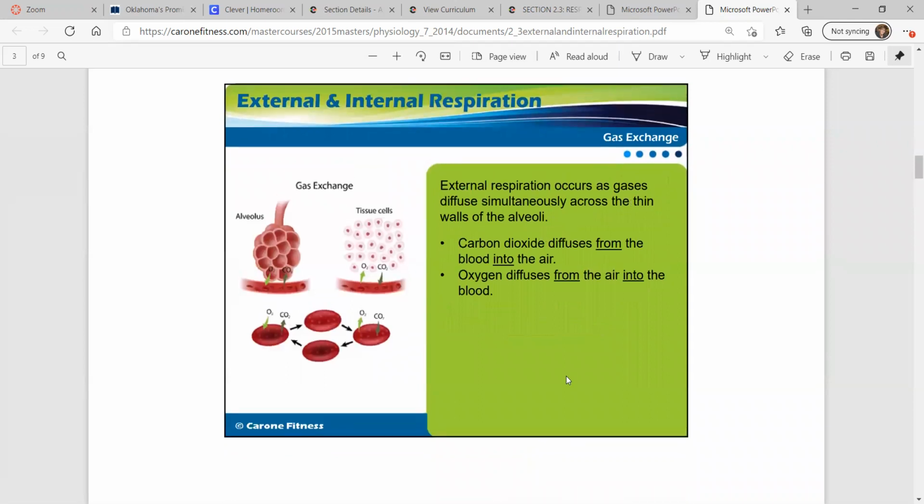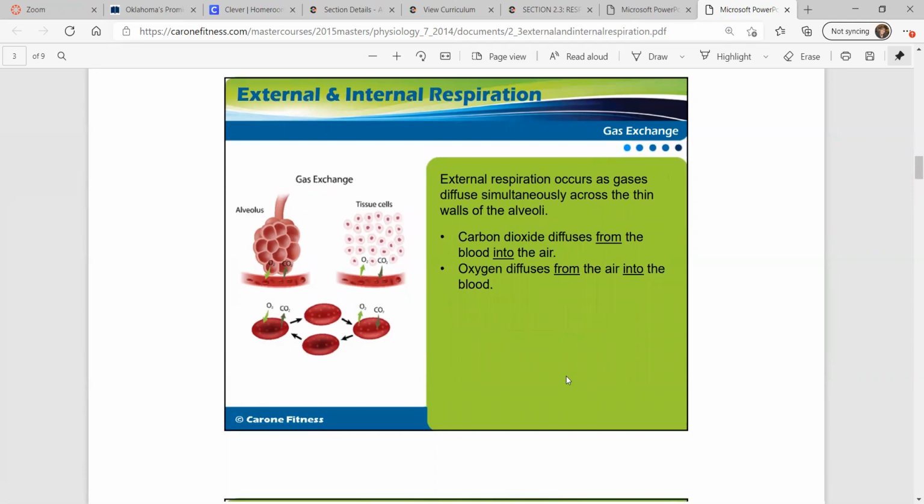External respiration occurs as gases diffuse simultaneously across the thin walls of the alveoli. Carbon dioxide diffuses from the blood into the air. Oxygen diffuses from the air into the blood.